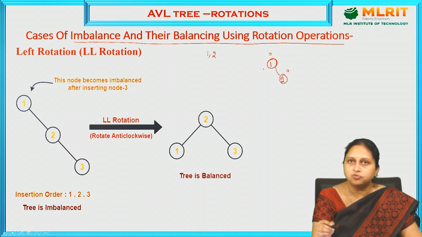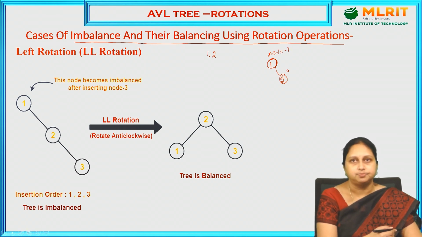And what is the balance factor for 1? You don't have the left child, because of that, that is 0. And you have the right child, so -1. So, we are going to get the value as -1. Still, it is satisfying our balance factor. It can be -1, no problem.